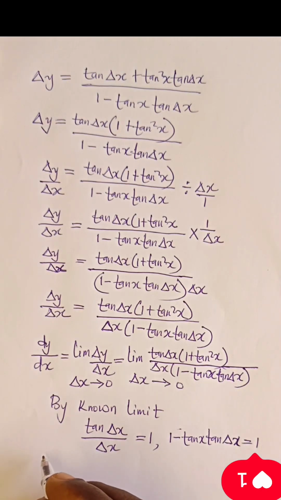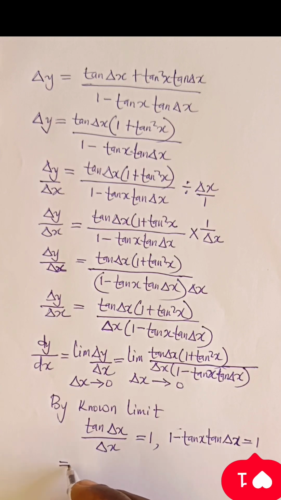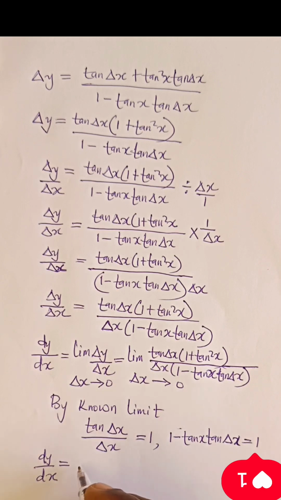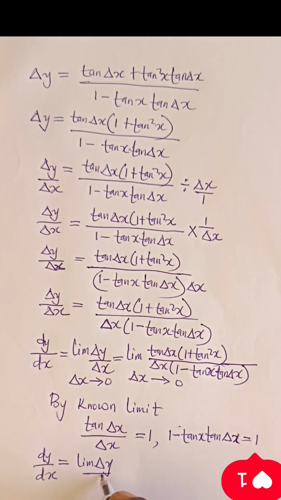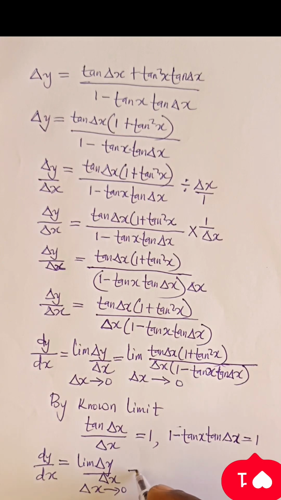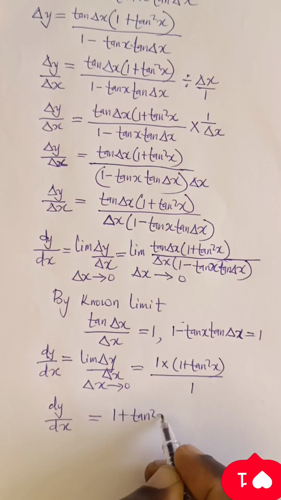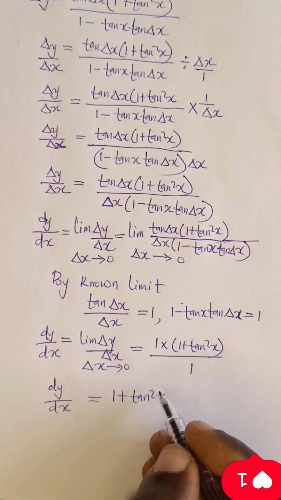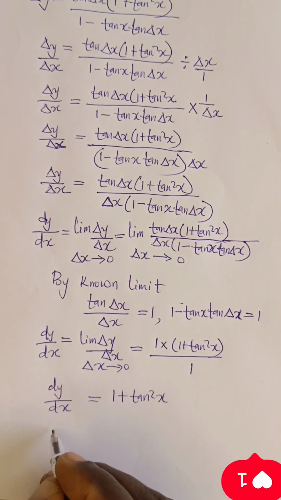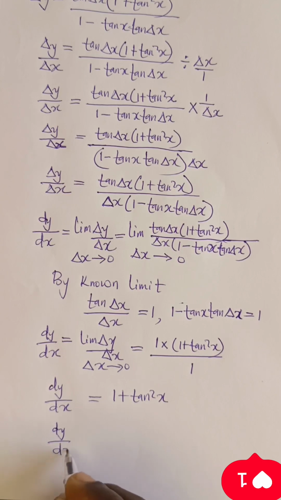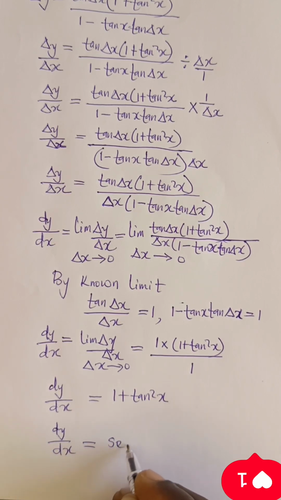So that means dy/dx is equal to the limit of change in y over change in x as change in x approaches 0, which is equal to 1 times sec square x. That means dy/dx is equal to sec square x.